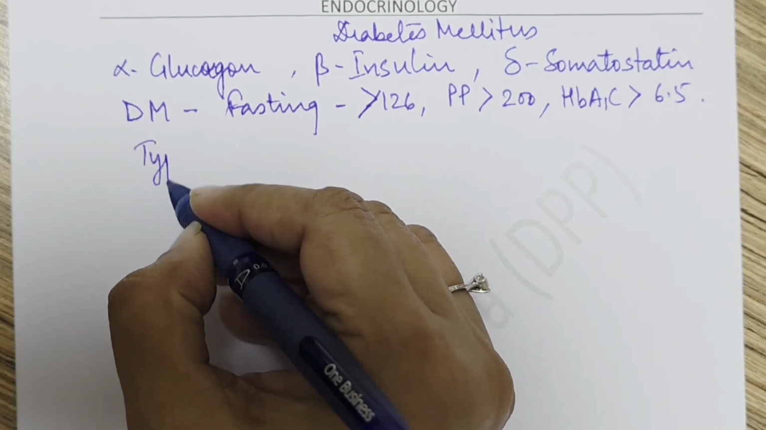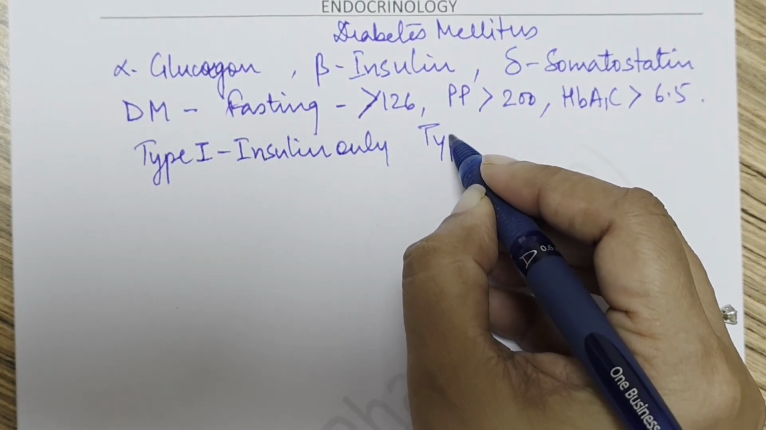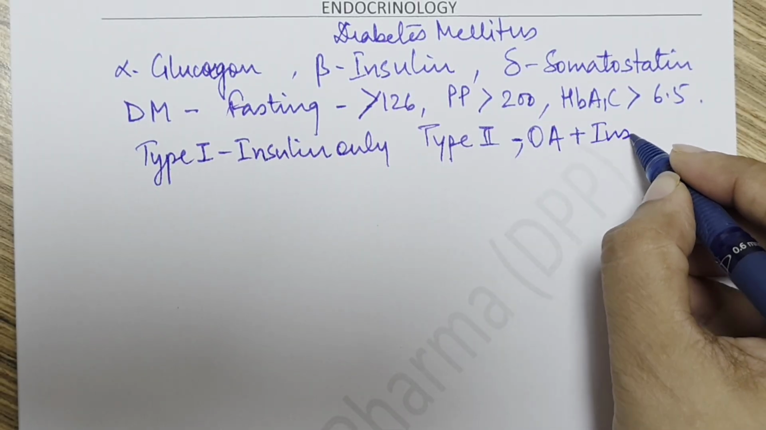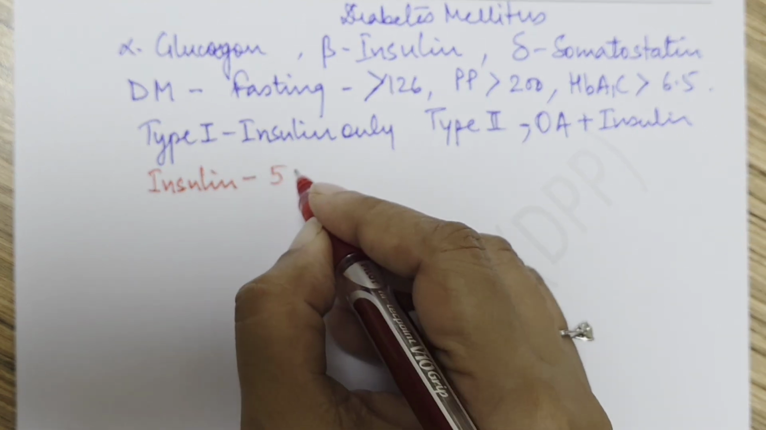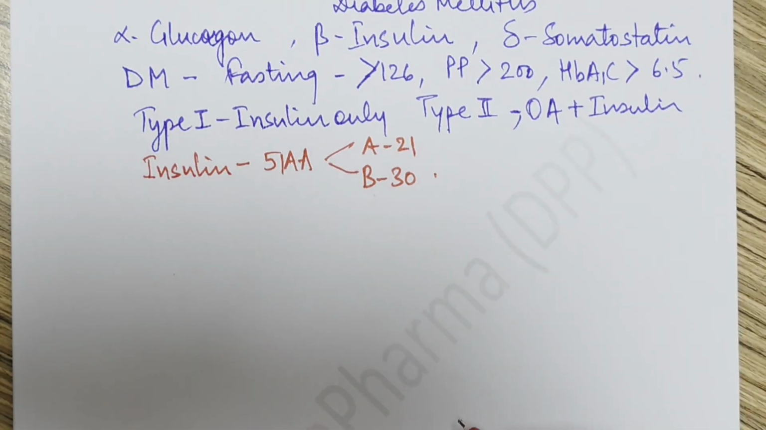Then we have type 1 diabetes, in which only insulin is the drug of choice, and type 2 diabetes mellitus, in which oral agents plus insulin are the treatment of choice. Now insulin, we all know, has a chain of 51 amino acids, out of which the A chain has 21 and the B chain has 30 amino acids, right?